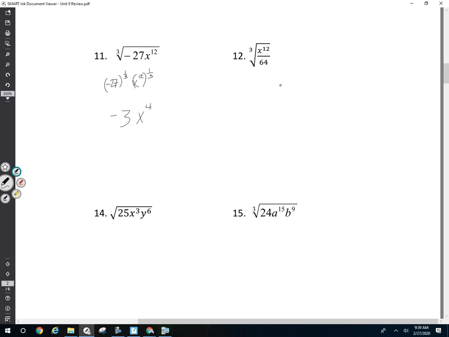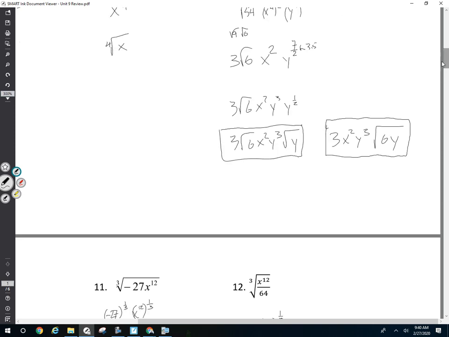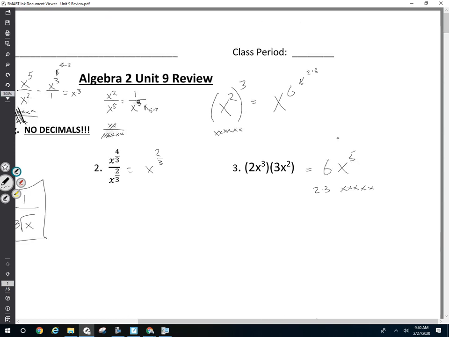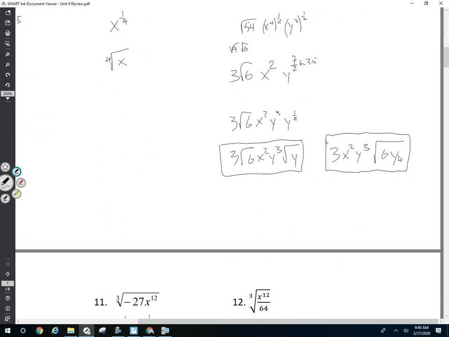Same deal here. X to the 12th to the 1/3, 64 to the 1/3. You can distribute that power to a bunch of things too. I guess we could show that: 3x squared cubed would be 3x squared, 3x squared, 3x squared. That ends up being 3 cubed and x squared cubed. So 27, x to the 6, that's a good example to have, just to remember.